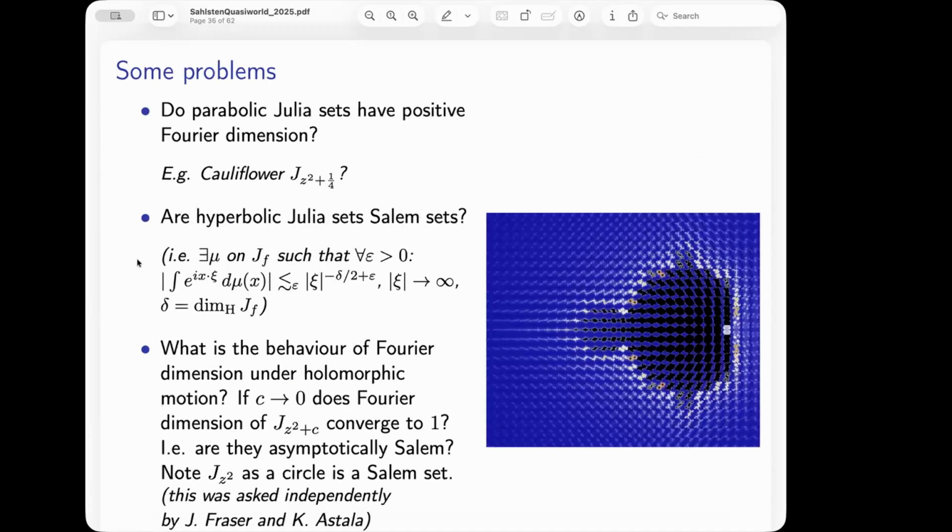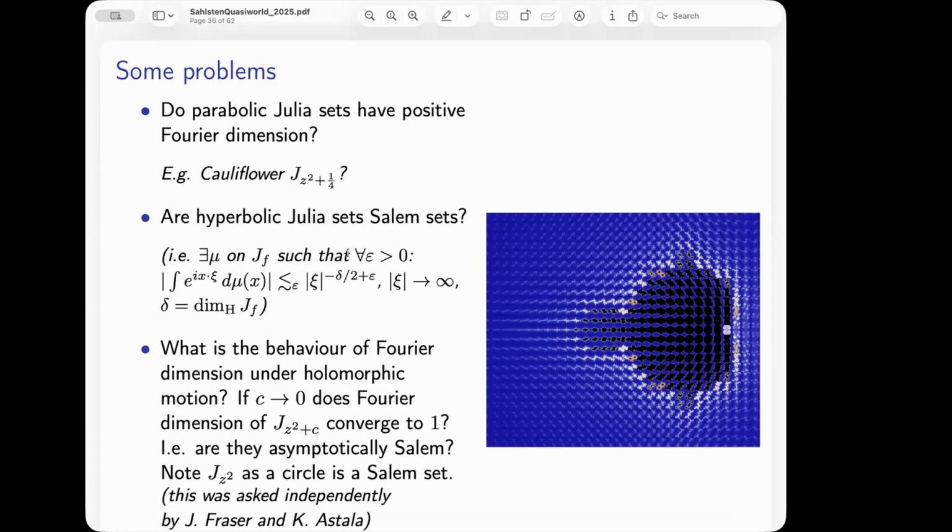So now the problems. Let me pose a couple of problems that maybe you could study. Do the parabolic Julia sets have positive Fourier dimension? This doesn't follow from any of these works. And given the fact that we had this Fourier decay for Patterson-Sullivan measures in the geometrically finite setting, by this analogy this should be possible for the cauliflower, which is for example this one, or other parabolic cases, when there are parabolic fixed points.